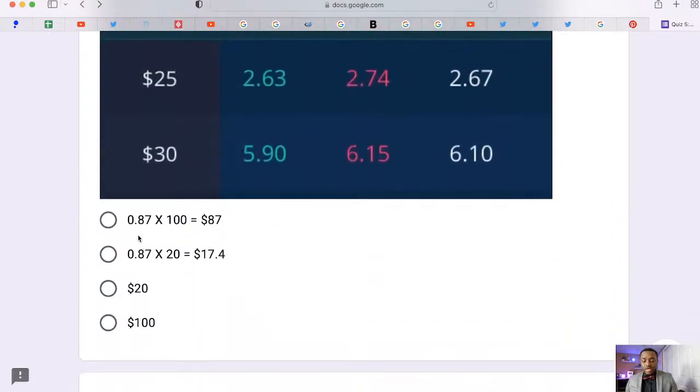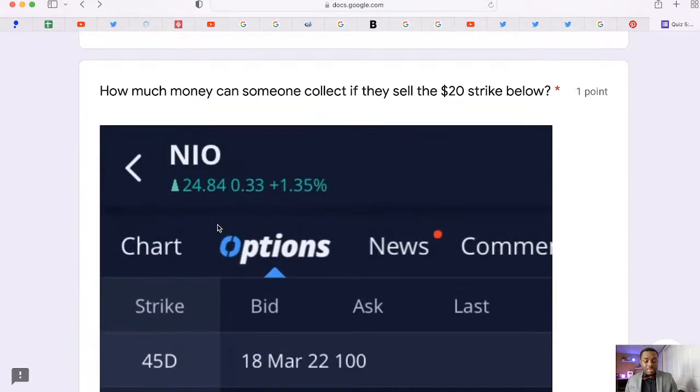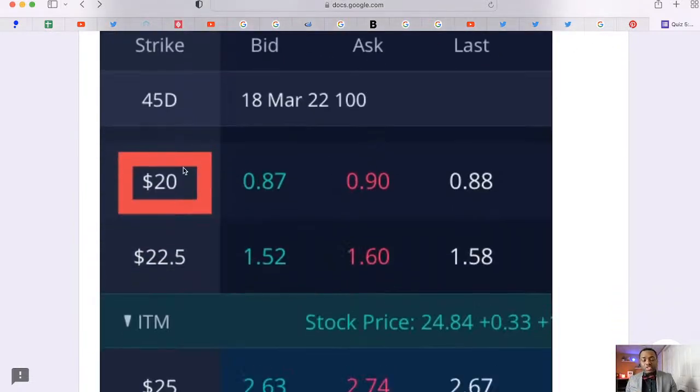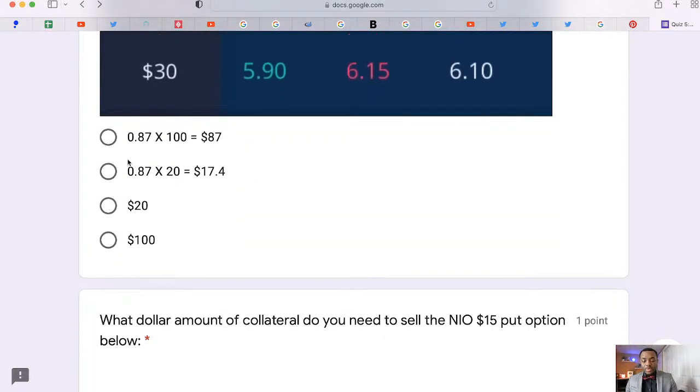Now let's check it out. And let's read the question one more time so we're clear. How much money can someone collect if they sell the $20 strike below at this very moment? So if you sell this $20 strike, then you can collect this green number right here generally. Now let's go and see. So is it 87 times 100, or 0.87 times 100, which is going to be $87? Yes, that is actually the case.